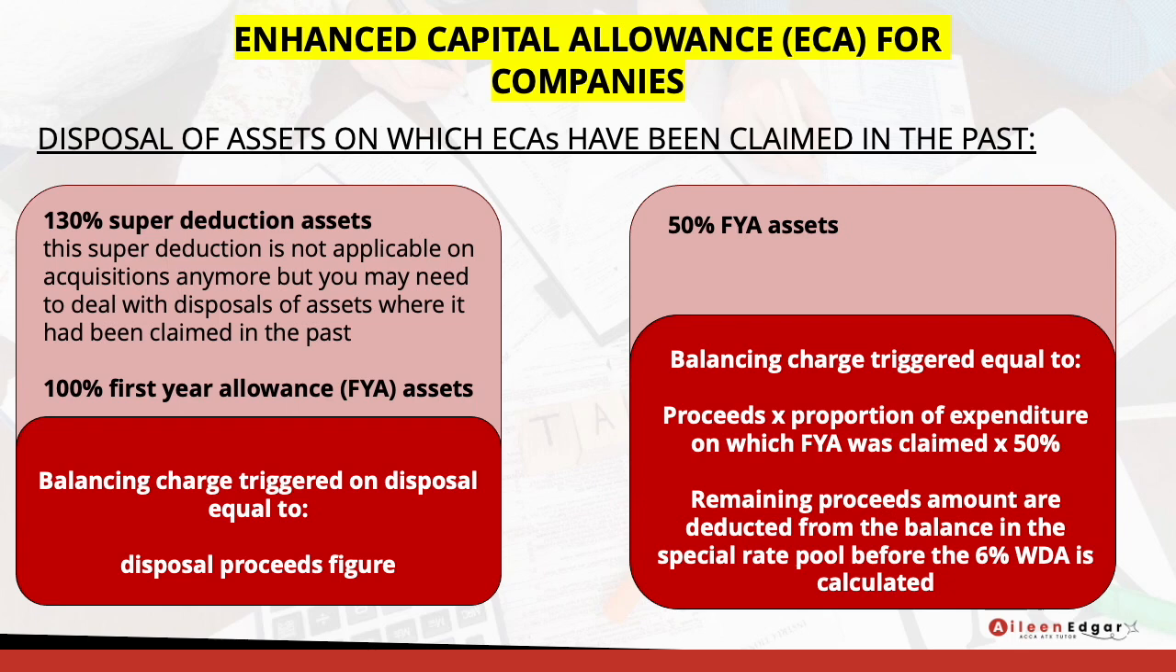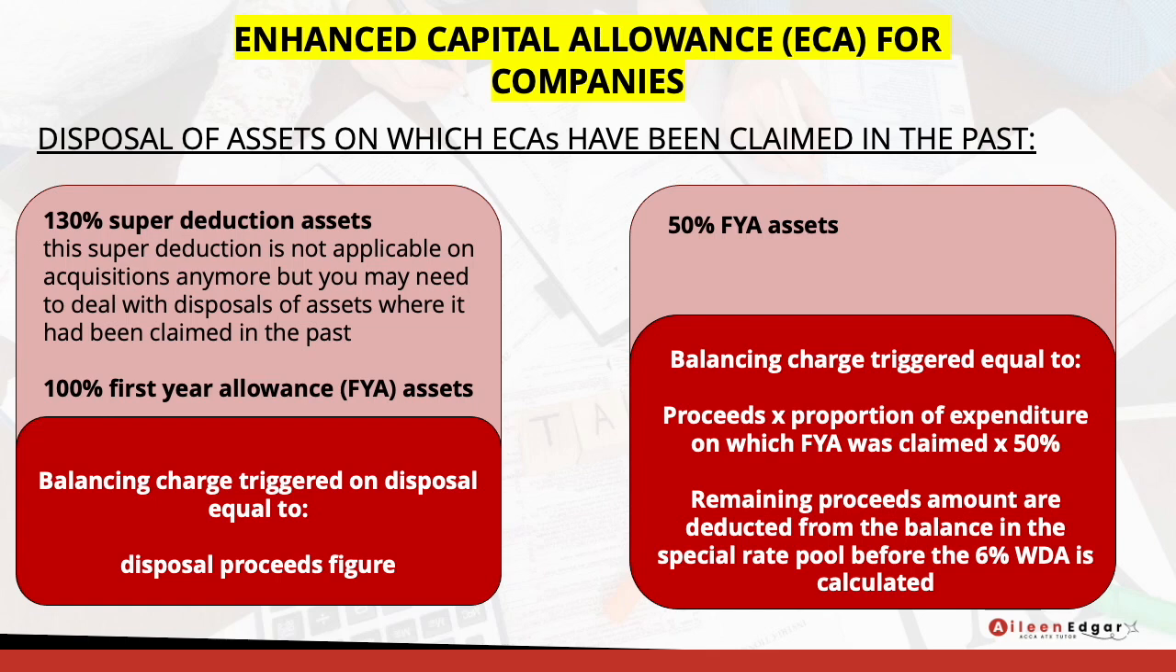Now, there was a super deduction of 130% in the past, which you may be familiar with from previous studies. This super deduction is not applicable on acquisitions anymore, but in your exam you might have to deal with the disposal of assets where it had been claimed. We might also have to deal with the fact that we are disposing of an asset on which that special 100% first year allowance has been claimed. In both of these situations, a balancing charge would be triggered on disposal equal to the disposal proceeds figure.